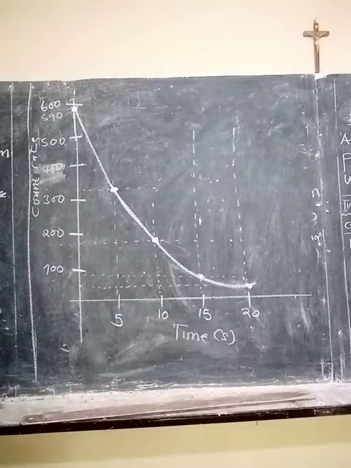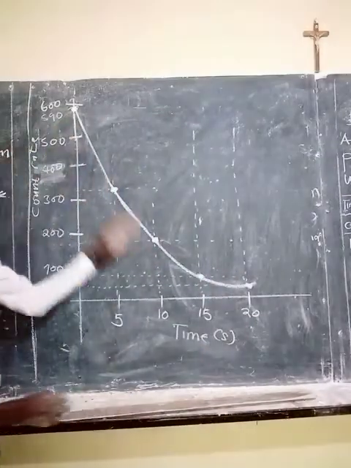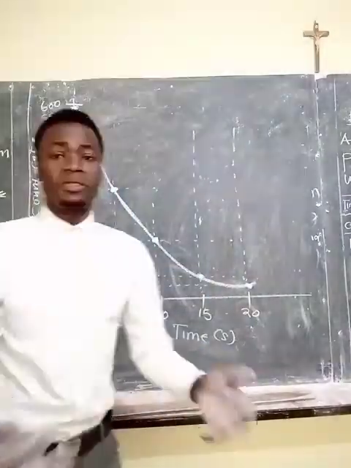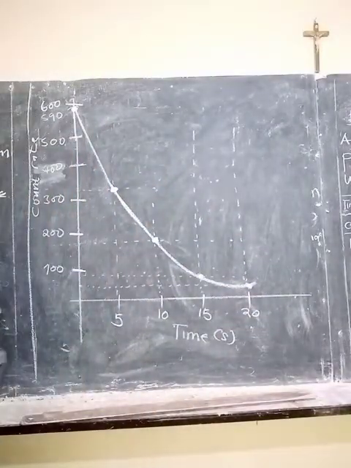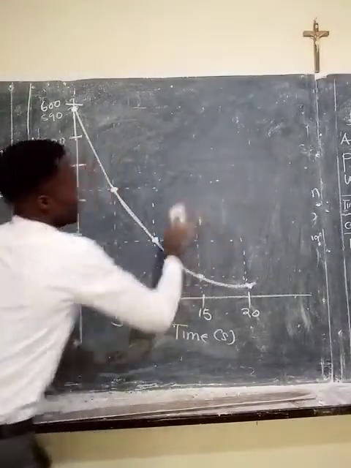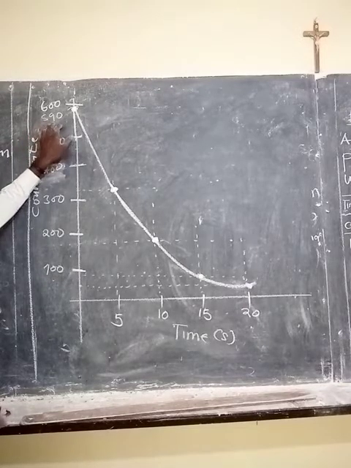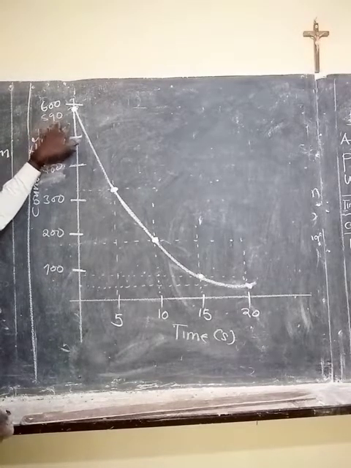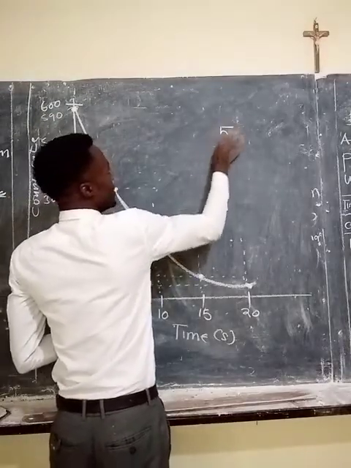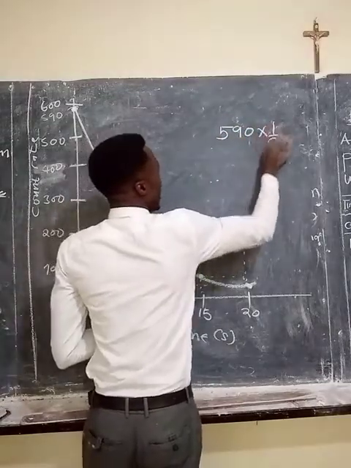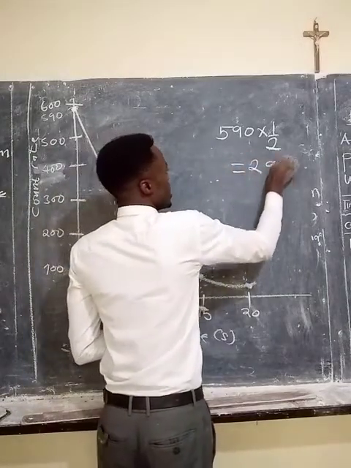Okay. Then the next question said, how do we find out the half-life? So once you have plotted the graph like that, how do we get to find the half-life? So step by step, for you to find the half-life, you always get the maximum where it started from. It started with this mass for the country. The original mass was 590. So we are going to say 590 times half. What is half of this? This is going to give us 295.